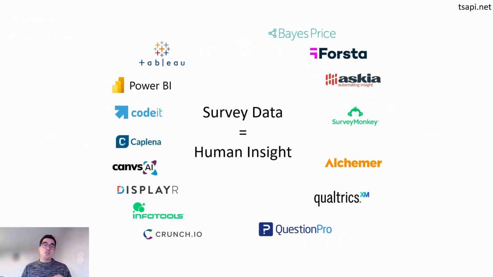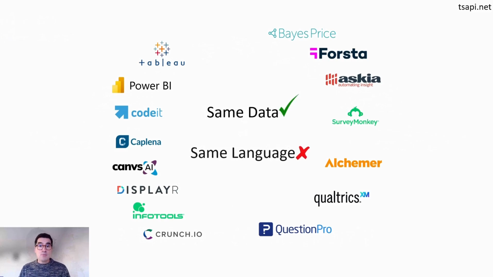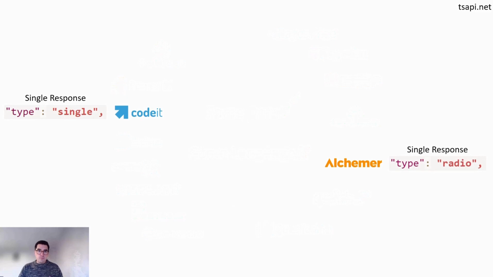Survey data is human insight, and all of these ResTech platforms use the same kind of data, but unfortunately, they don't speak the same language. Take Codit and Alchema as an example. One calls a single response question type single, the other type radio, so they can't share data directly, even though the survey data is the same. So Codit creates a connection that converts single to radio, and now they can talk. But that's no easy task.